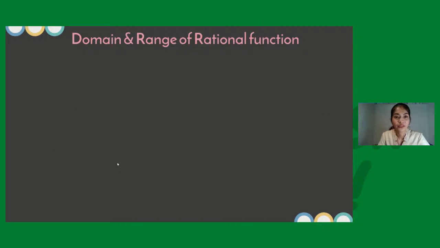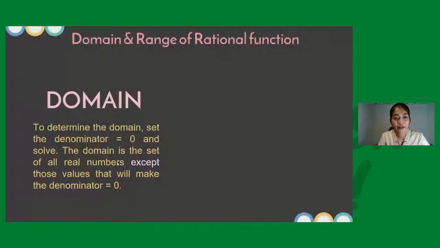Now let us learn how we can find the domain. To determine the domain, set the denominator equal to 0 and solve. So the domain is the set of all real numbers except those values that will make the denominator equal to 0. So, ibig sabihin nito, yung domain kasi natin are the values that our x variable can take. So, meaning to say, all values are valid given that it is from the real number system, except for those values that will make our denominator equal to 0 or will make the rational function undefined.